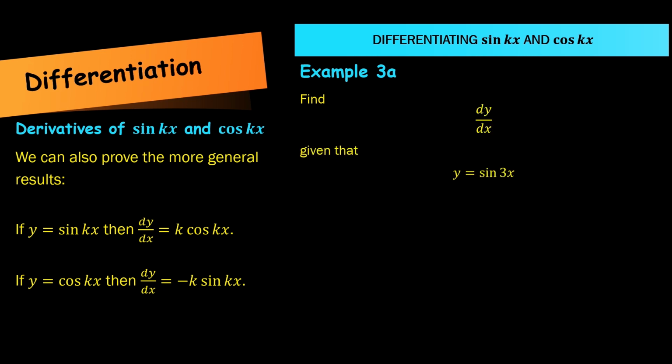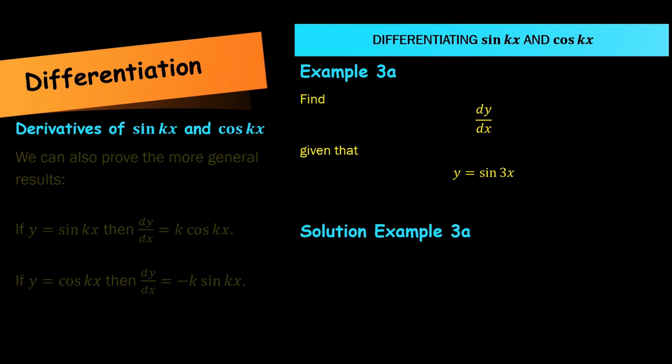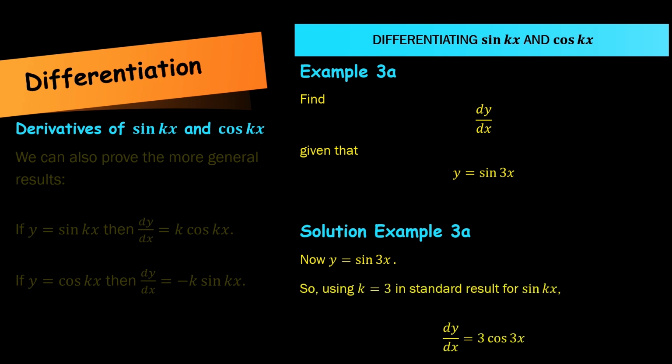So let's take a look at part A first. We are required to find dy/dx given that y equals sin 3x. So let's solve this. We have y equals sin 3x, and so, using k equals 3 in the standard result for sin kx, we have that dy/dx equals 3 cos 3x.